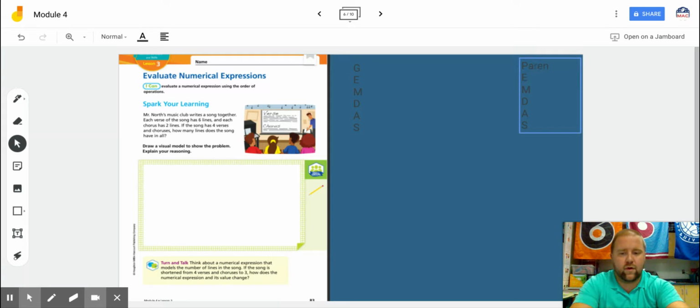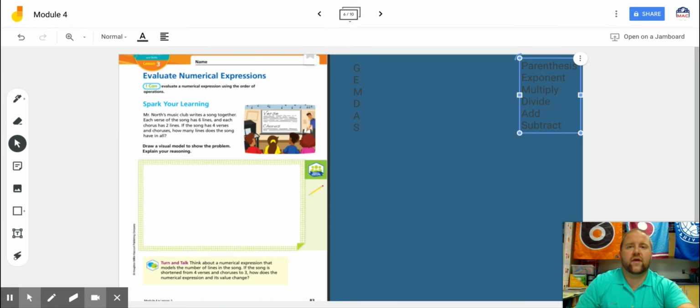P standing for parentheses, E standing for exponents, M being multiplication, D being divide, A being add, and then S being subtract.